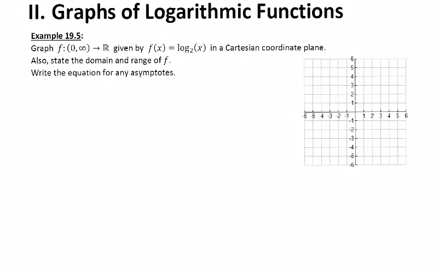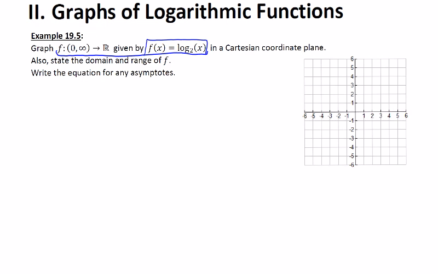In part 2 of section 19, we're going to look at graphs of logarithmic functions. We've already seen one graph of a logarithmic function as it relates to the inverse of the exponential function. That was done in example 19.1. In this example, we are given a function definition for f. F is given as the log base 2 of x function for f of x.